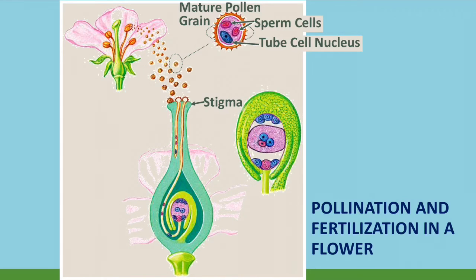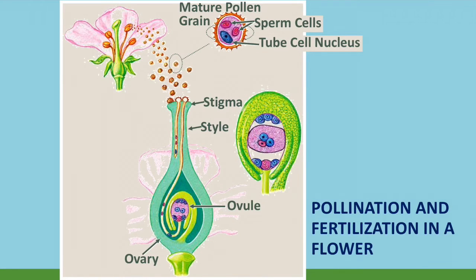The sperm cell travels to the stigma. The stigma is going to catch it because it has a sticky top. That way it can catch the pollen. It travels down the style, which is the tube that leads to the ovary. And then down here at the base of the style, we have the ovary.